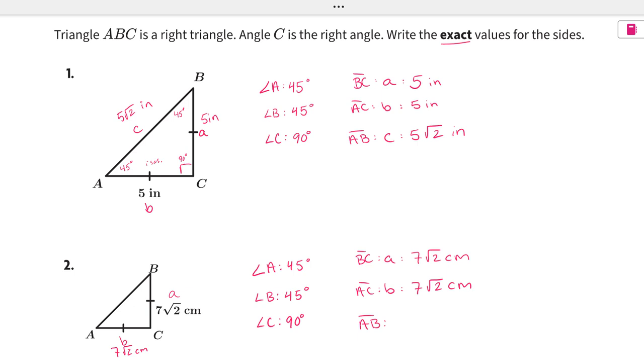Now since we already have 7 root 2, we see that root 2 on the side. Remember, our hypotenuse is root 2 times our side length. So 7 root 2 times root 2 becomes 7 times 2, or 14. So our last side, side C, is 14 centimeters.